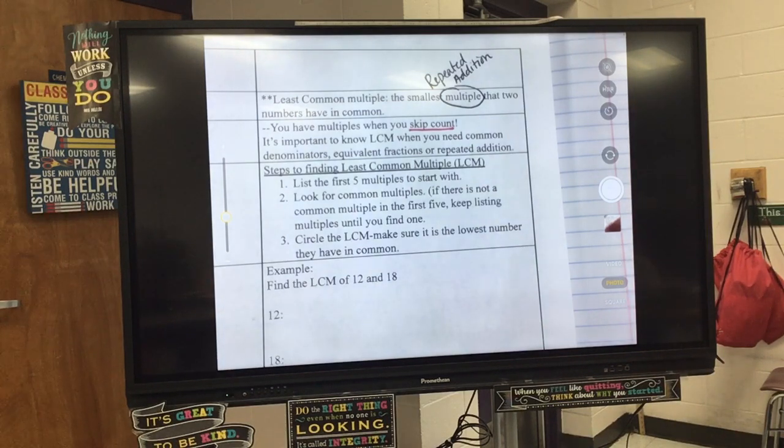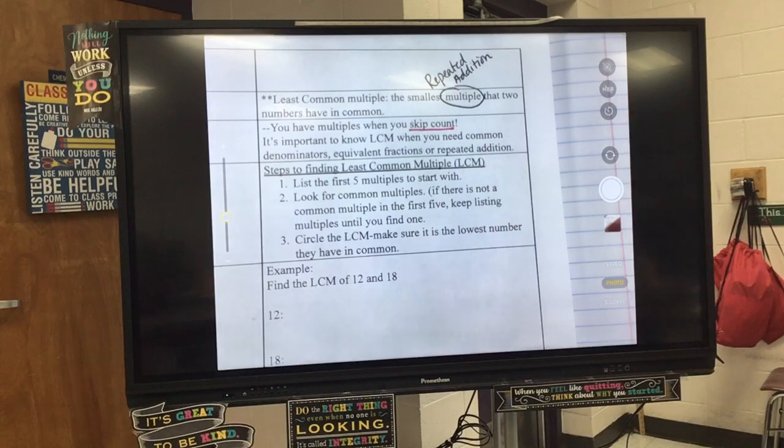So the steps to finding LCM. Number one, you must list the first 5 multiples. The reason we say the first 5 multiples is because you could go through your top number and list 20 numbers, and then go through your second number and have to list 45. I mean, it's just do 5 at a time. It's a little less tedious than trying to do them all at once.